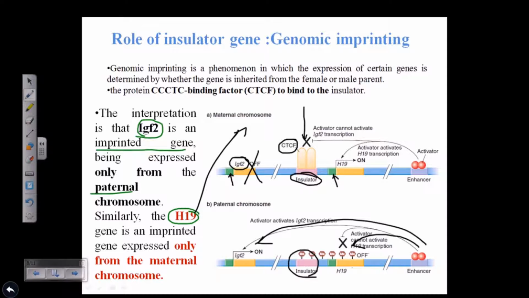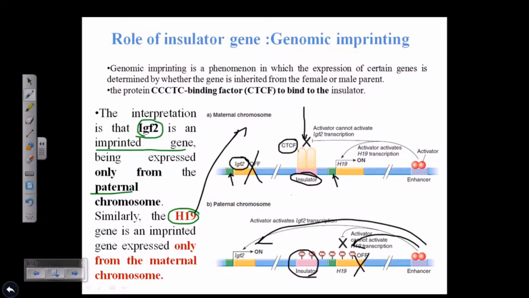So the expression of H19 gene will be halted, and only the expression of IGF2 will be on, because there is no methylation present in this IGF2. So it ensures that this paternal chromosome will express this IGF2 but not H19. Similarly, this maternal chromosome can only express H19 but not IGF2.